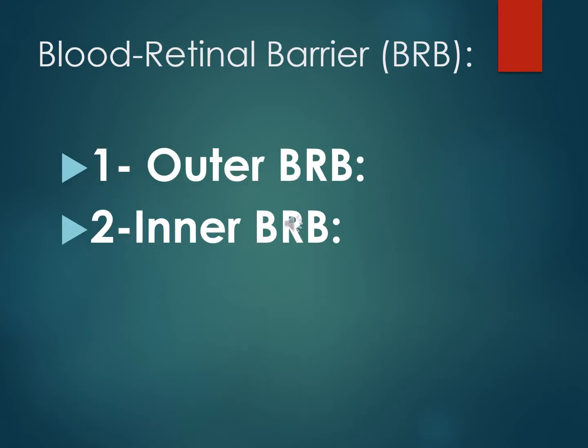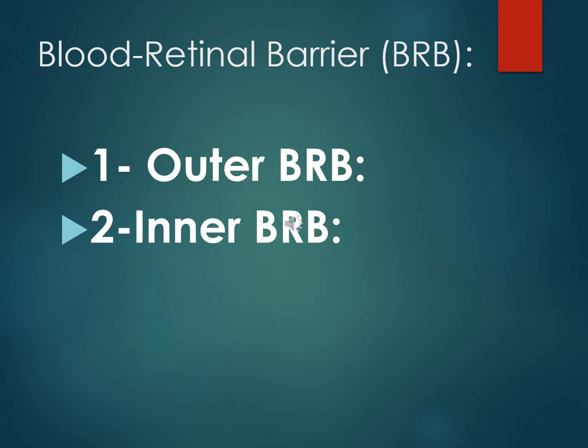The blood retinal barrier is an important subject. Why is the retina isolated from the systemic circulation? No large particle is permitted to pass to the retina; large toxic molecules and toxic drugs can't pass to the retina because of the blood retinal barrier. The blood retinal barrier has an outer blood retinal barrier and an inner blood retinal barrier.